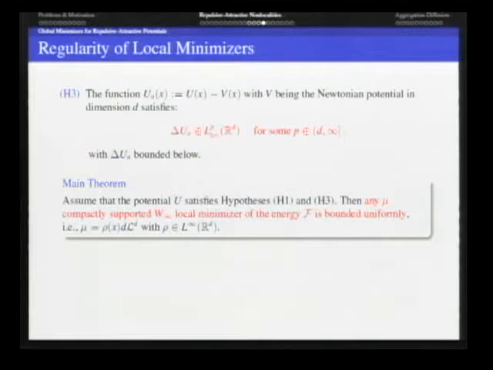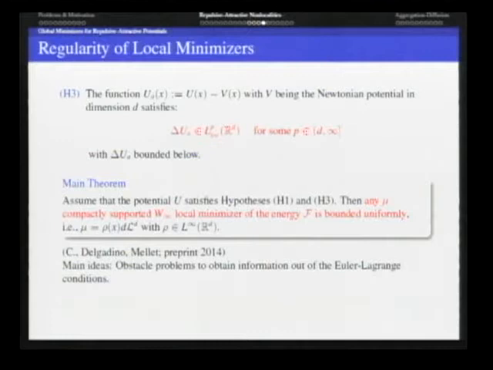And again, this is done by using the Euler-Lagrange conditions. The main idea there was to connect it to obstacle problems in elliptic variational inequalities. So you can take advantage of that connection that we recently found with Matthias Delgadino and Antoine Mellet in the case of the interaction potentials to get that regularity. And in fact, that works also for more singular potentials.